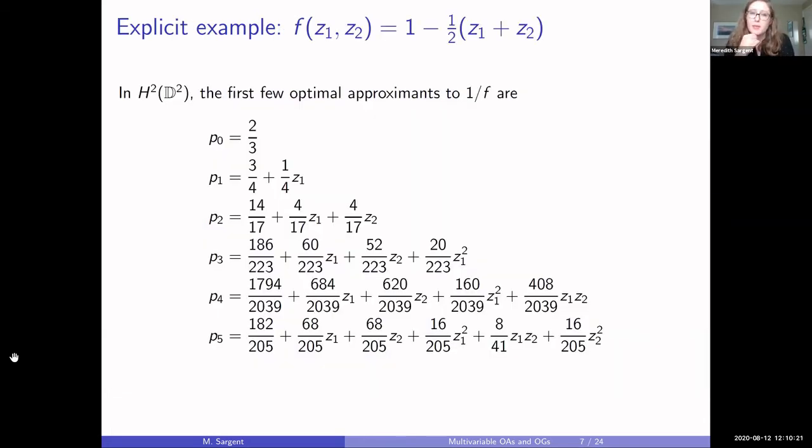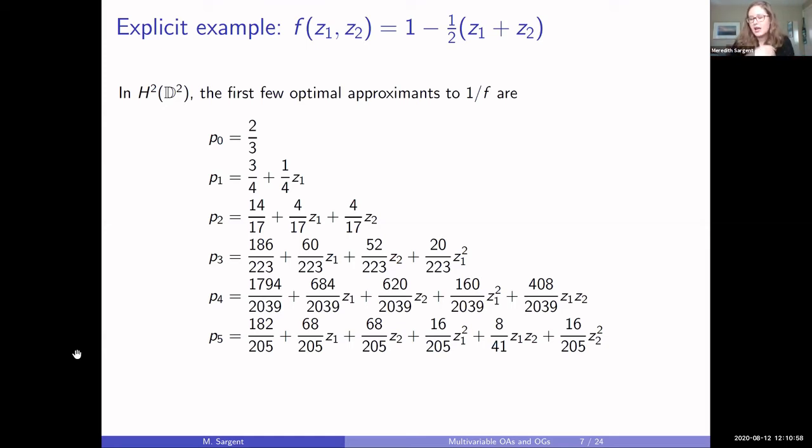The first explicit example I'm going to look at is on the bidisk. Let's again say the Hardy space of the bidisk, although we can talk in more generality too. I'm going to look at 1 minus 1/2 (z1 plus z2). This is a generalization of that 1 minus z on the disk example that I talked about on the very first slide. And you can see I have computed some optimal approximants. They do seem to be going up 1 monomial at a time, so that's exciting. And it turns out that when you take the difference of these, you do actually get some orthogonal polynomials, which is awesome.